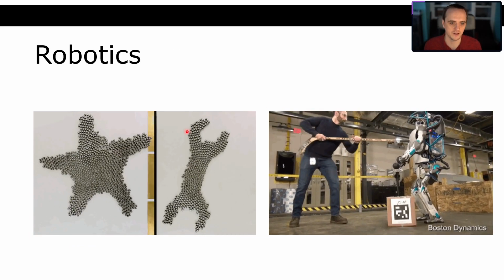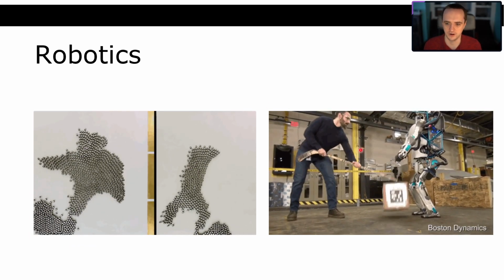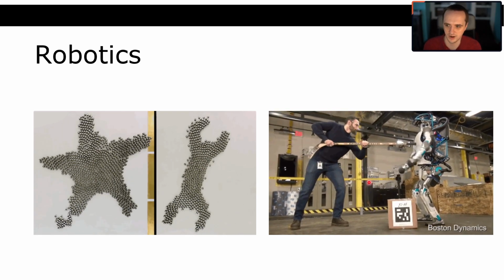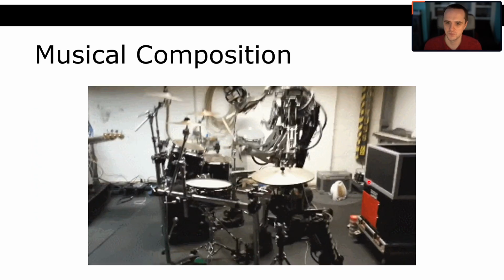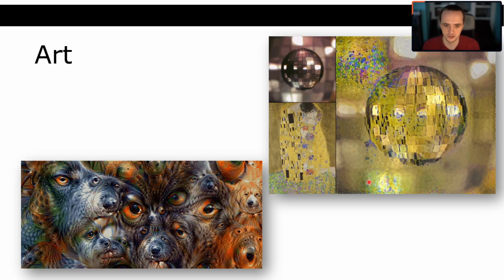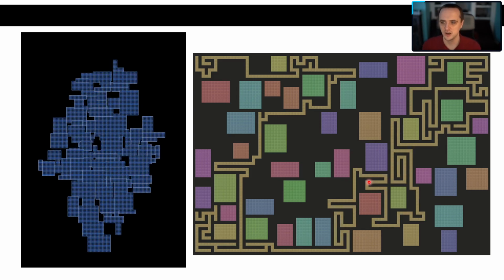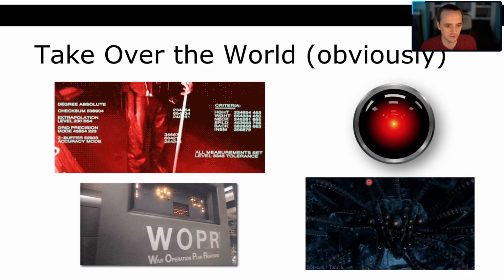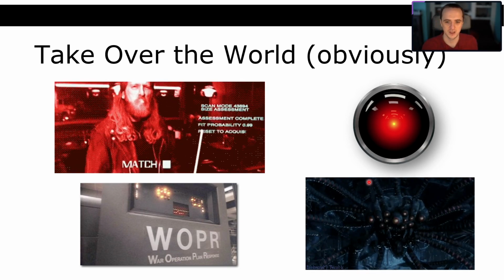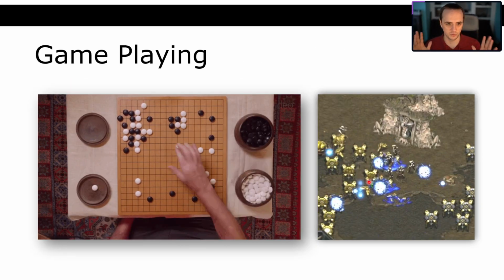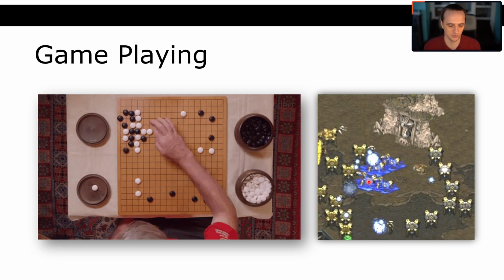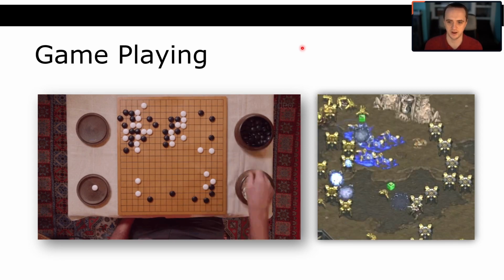We have robotics, so we could have swarm robotics or intelligent robotics like Boston Dynamics over here trying to create Skynet, etc. We can have musical composition, we can have art, we can have procedural content generation, we can have language processing and translation, we can take over the world, obviously, right? But this course is concerned with game playing, right? How do we play computer games, especially, or video games with game AI?